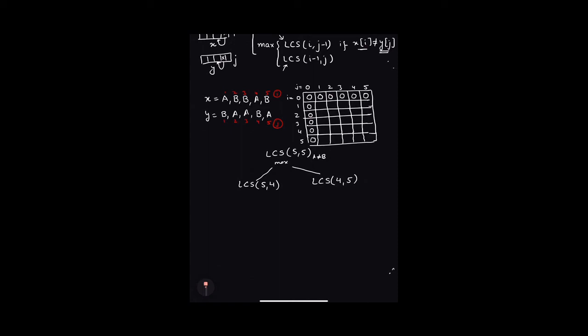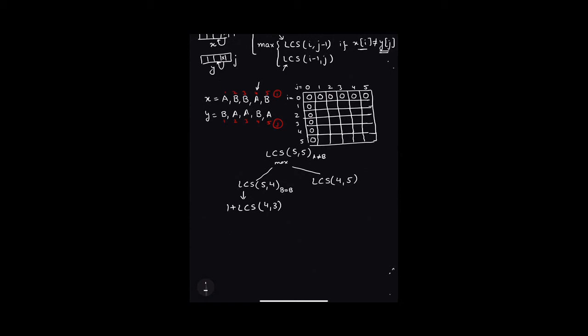So over here you can see that this B matches with this B. So when my two elements match, we can directly say it is equal to 1 plus, and we are going to decrease the value of i and j by 1. So this becomes as this. We have to again check for 4 and 3.